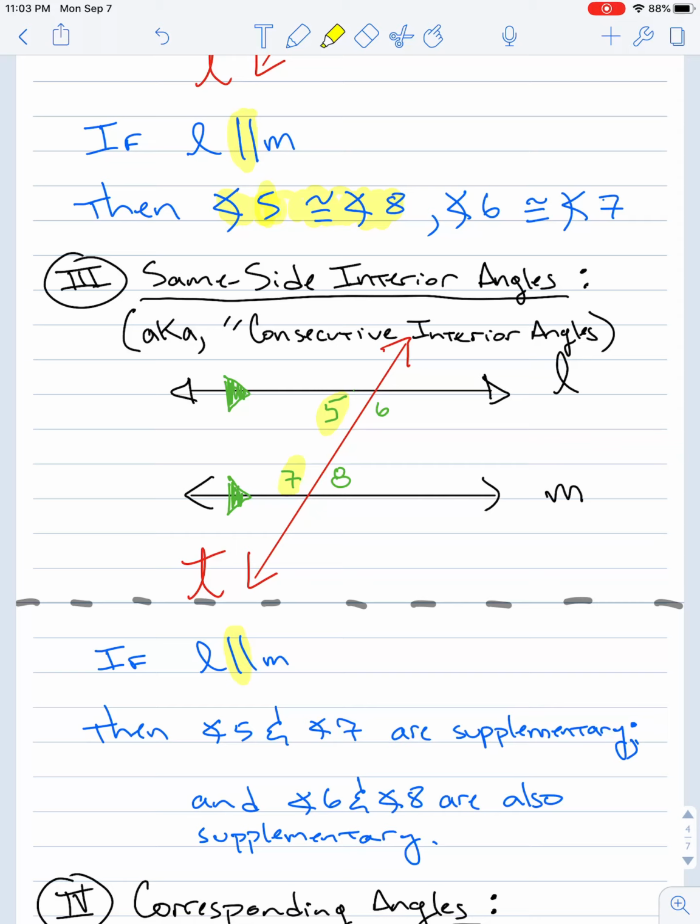They're both on the same side. Hence, this definition is called the same side interior angles. What about them? They are both going to be supplementary. Remember, the definition of a supplementary angle is that the two angles add up to 180 degrees.